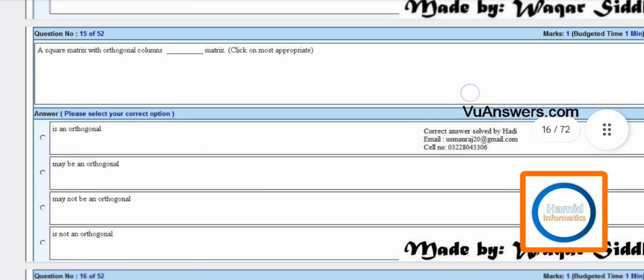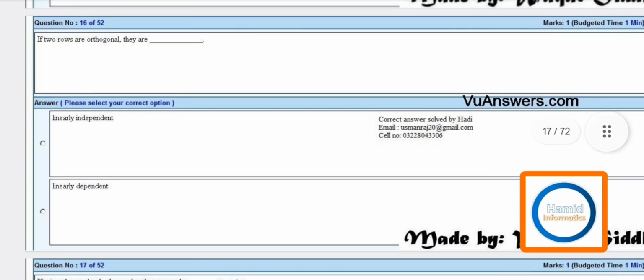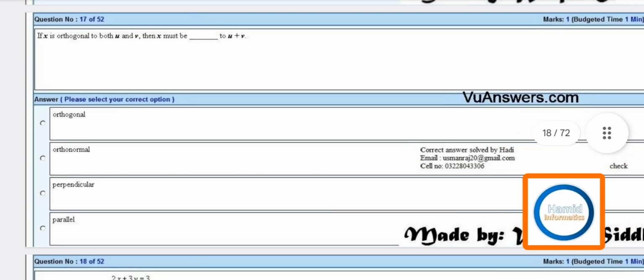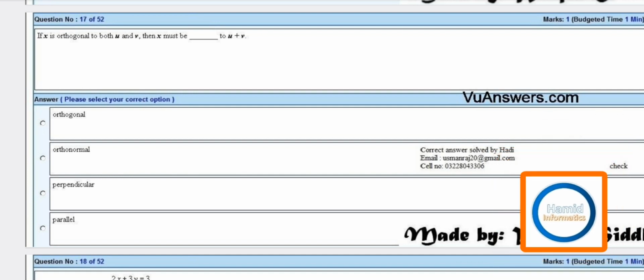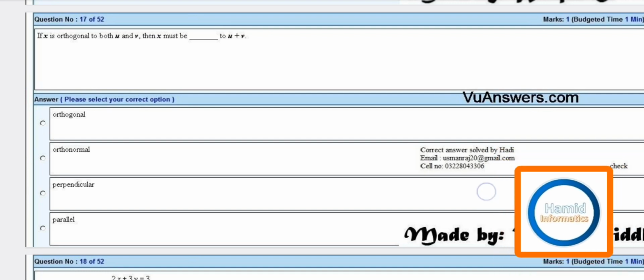Next question is: a square matrix with orthogonal columns is a dash matrix, click on the most appropriate, and the answer is orthogonal. Next question is: if two rows are orthogonal they are dash, and the answer is linearly independent. Next question is: if x is orthogonal to both u and v, then x must be dash to u plus v, and the answer is orthonormal.